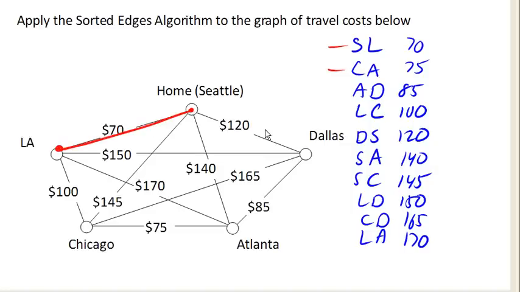Let's see, what was that? That was Chicago to Atlanta, right? Chicago to Atlanta for 75. Notice that these do not have to be connected yet. Everything will connect out just fine in the end.